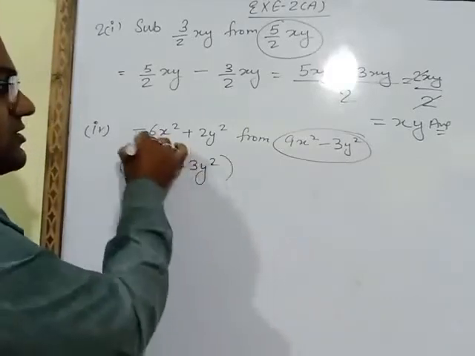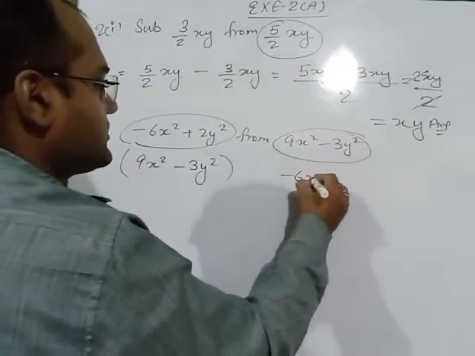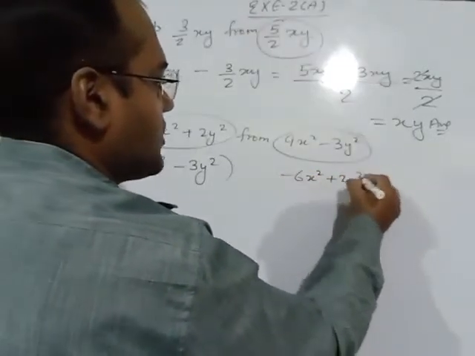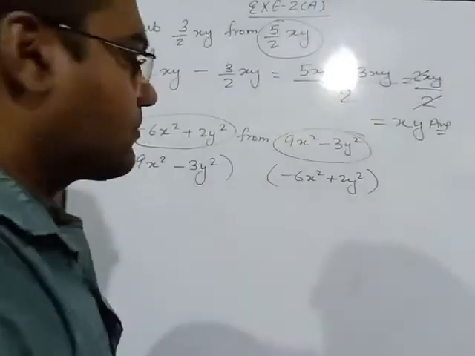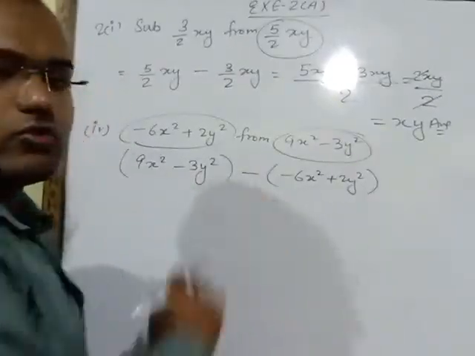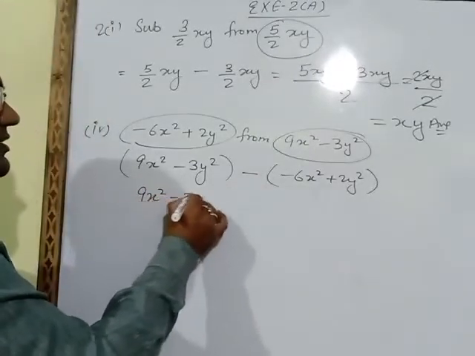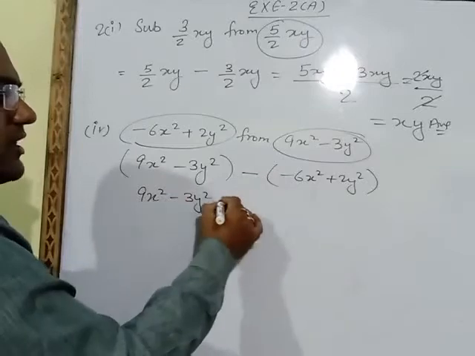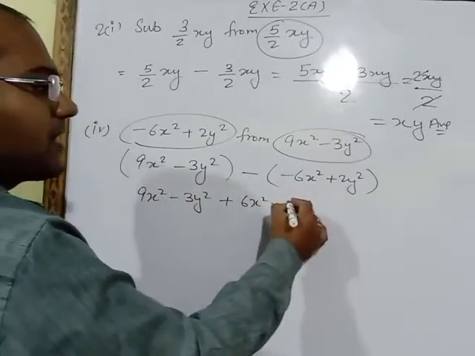Now this is the starting number, we have to write afterward, that means here we will write minus 6x square plus 2y square. And these two numbers, we have to subtract. For subtract, you have to put a minus sign between these two brackets. Now we will open the bracket: 9x square minus 3y square, minus and minus will become plus 6x square, minus plus will become minus 2y square.